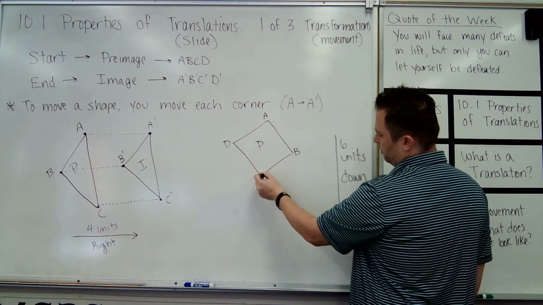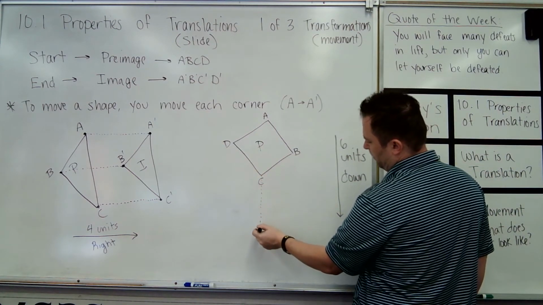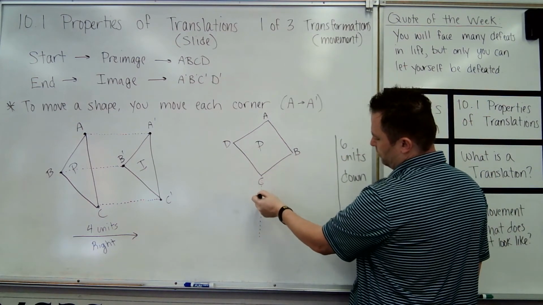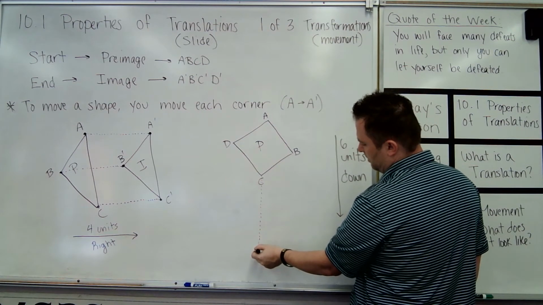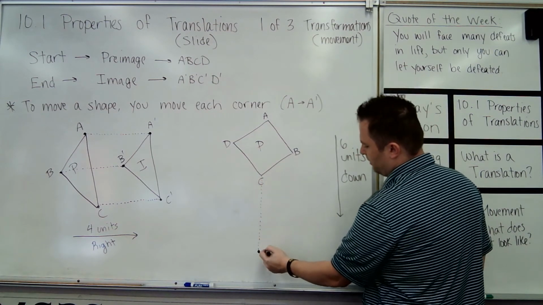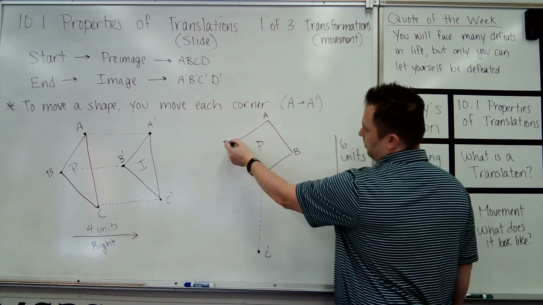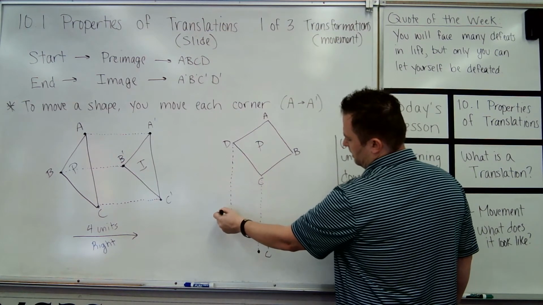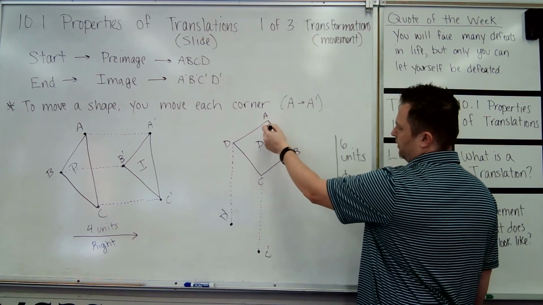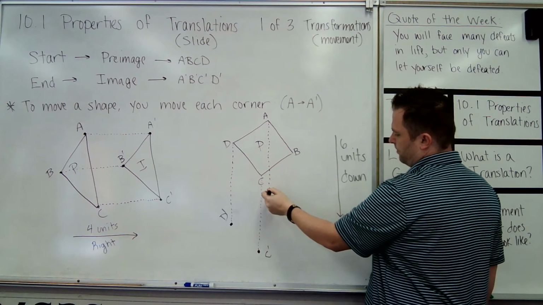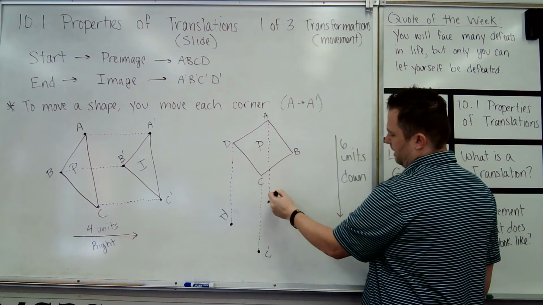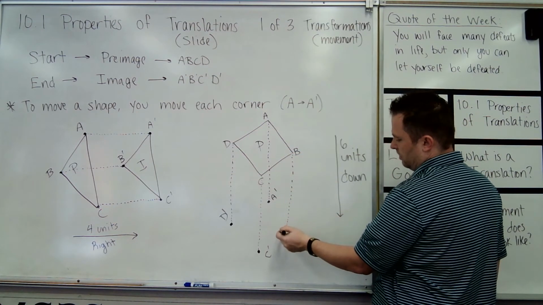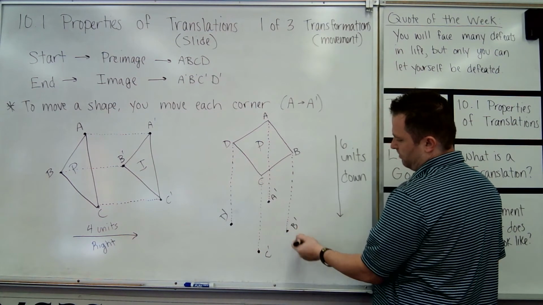So we'll start with C, for example, and we'll just count down 6 units, roughly speaking. So it's like 1, 2, 3, 4, 5, 6. Okay, this will be C. This is now C prime. D will follow the same idea down here. This is now D prime. A will follow the same characteristics and become A prime. And B will follow the same characteristics and become B prime.